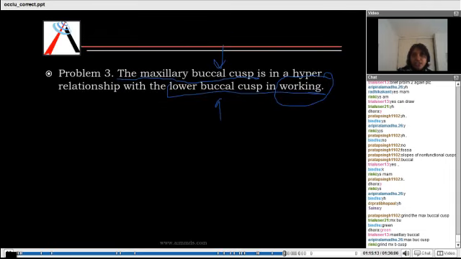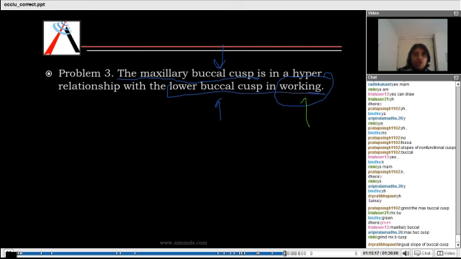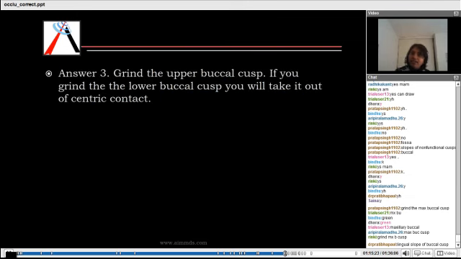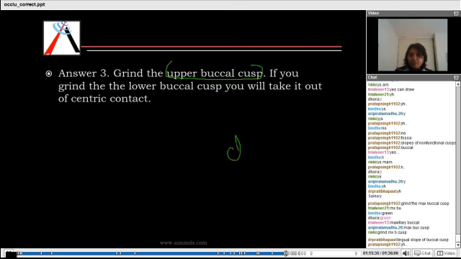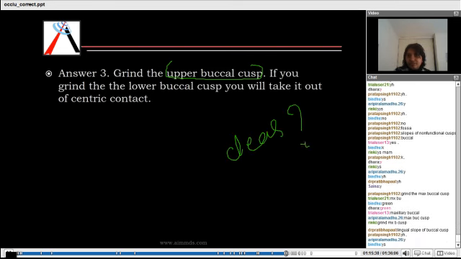Let's go back and check the question again. The maxillary buccal cusp is in hyper relationship with the lower buccal cusp in working. So it's only talking about one thing. Yes, we are grinding the green dot, that is the maxillary buccal cusp. So grind the upper buccal cusp. If you grind the lower buccal cusp, what will happen? Centric relation will be affected, isn't it? Clear?